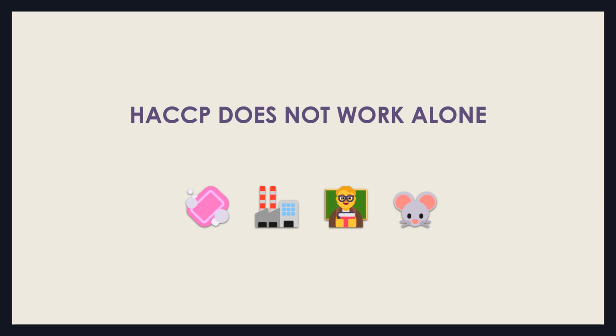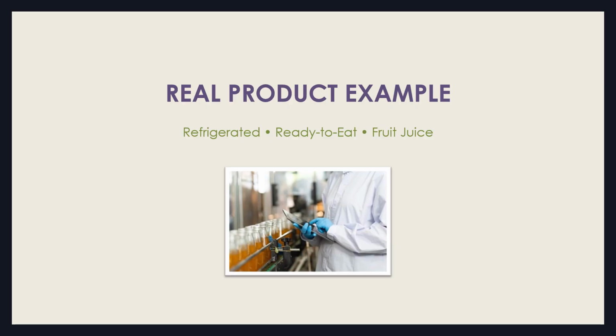function. For this example, we'll use a refrigerated, ready-to-eat fruit juice. The juice is packaged in bottles, stored under refrigeration, and consumed without further processing. This is a realistic example because ready-to-eat products present higher food safety risk, especially for biological hazards, since the consumer does not apply a kill step before consumption. This context will influence the hazard analysis and control decisions.